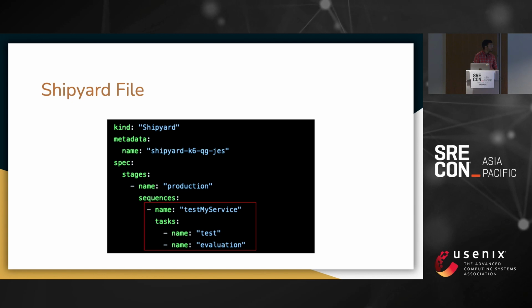For this instance, I have added a test and evaluation task for the production stage. If the test stage is passed, only then will it move to the next step, that is evaluation. For this talk, the test stage refers to the performance testing in Keptn, and evaluation is the quality gate evaluation or SLO validation in Keptn.